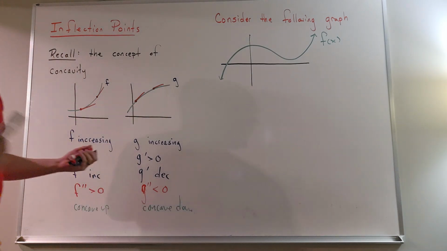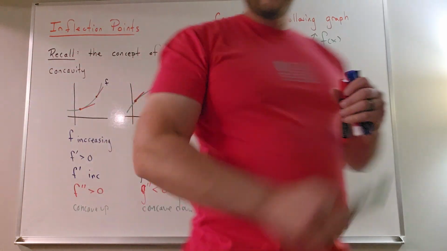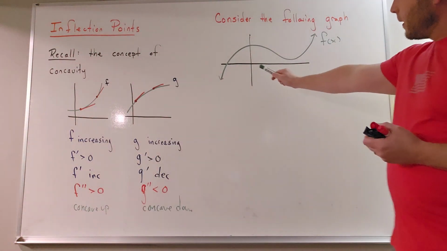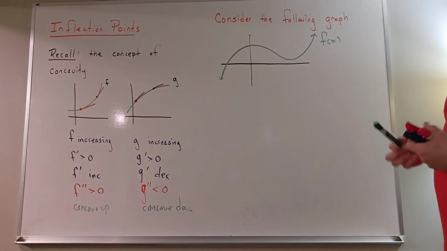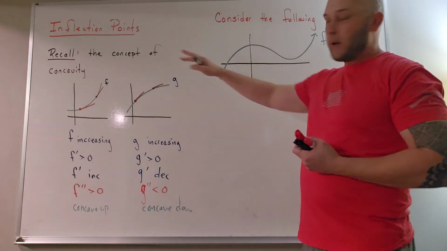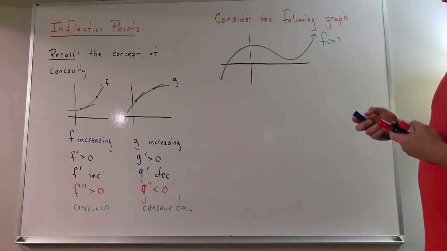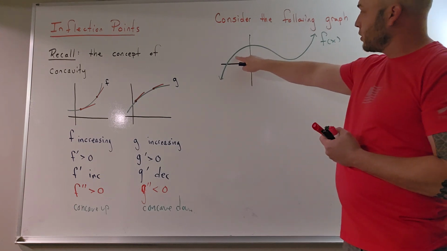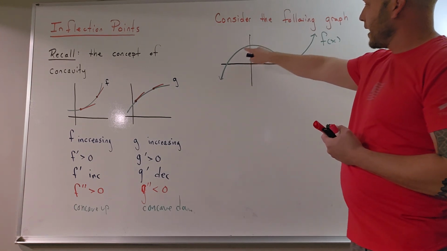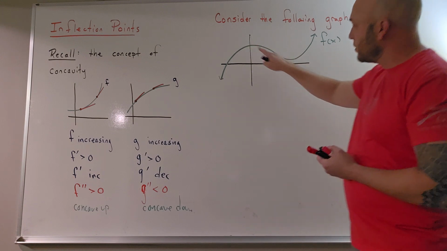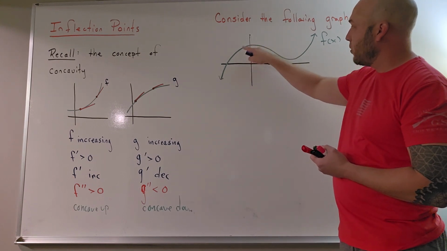So we distinguish concavity with a second derivative. Now let's take a look at this graph right here. It's got a hill and a valley to it, and there might be some more stuff going on, but this right here is what I want to highlight. If I take a look at, say, this portion right here, let's just highlight the top of the hill, I can see that this is going to be concave down.